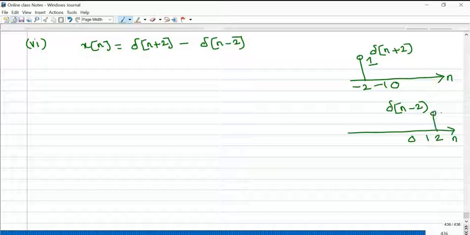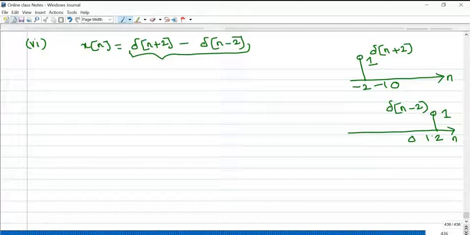At n equal to 2, the magnitude of the signal is 1. So to plot this entire signal, this signal minus this signal, you can plot 1 minus this magnitude. Why have I plotted this signal? You should understand that delta of n plus 2 equals 1 at n equal to minus 2, and delta of n minus 2 equals 1 at n equal to 2. You should know this concept for solving this particular problem.